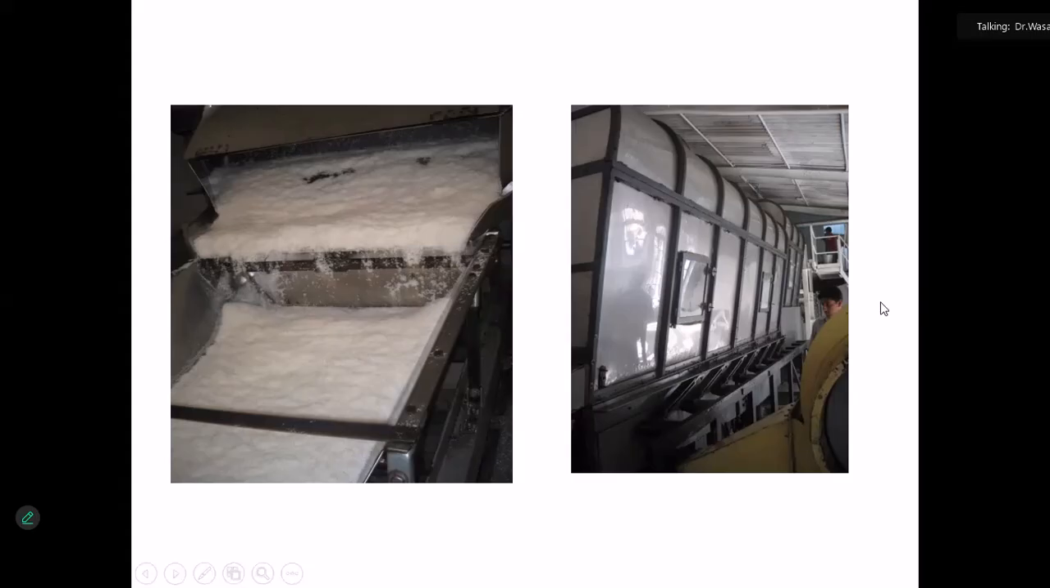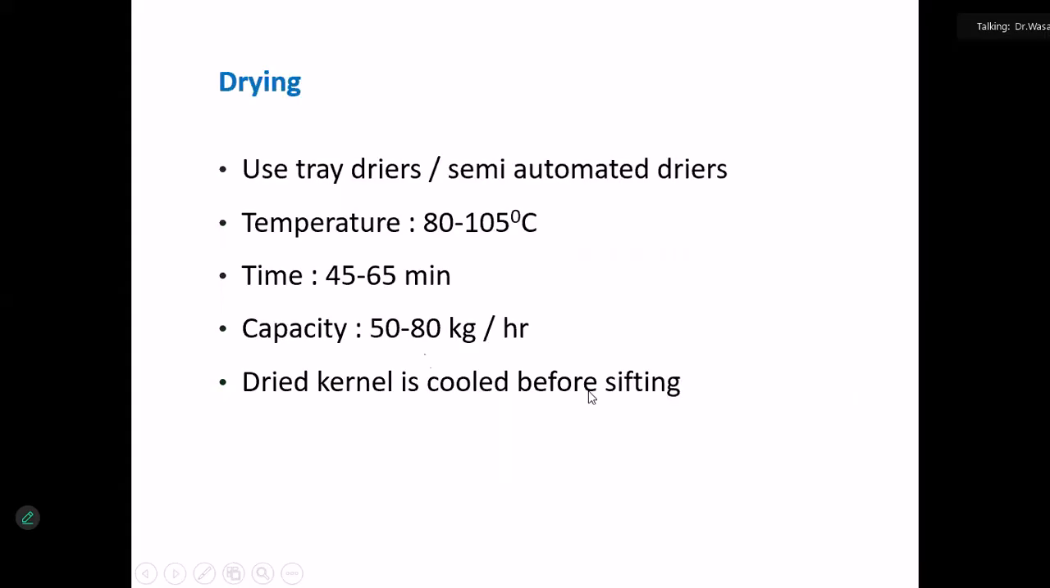Finally, starting from here, it comes outside around. A single piece will remain in the dryer for 45 to 65 minutes.